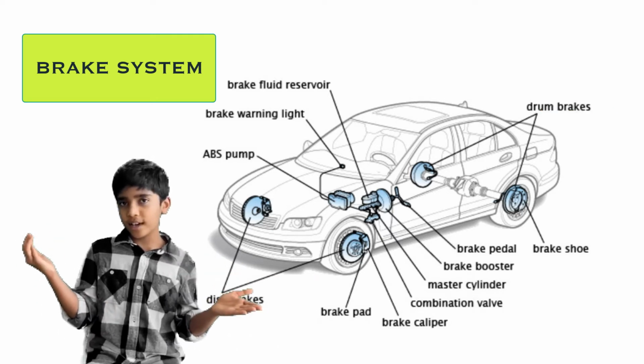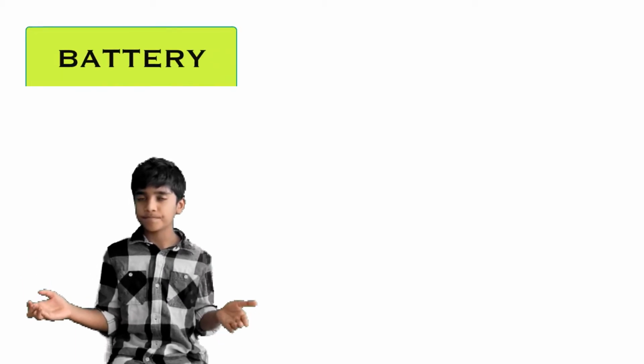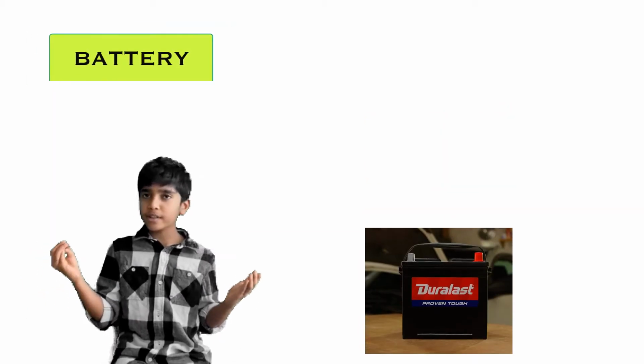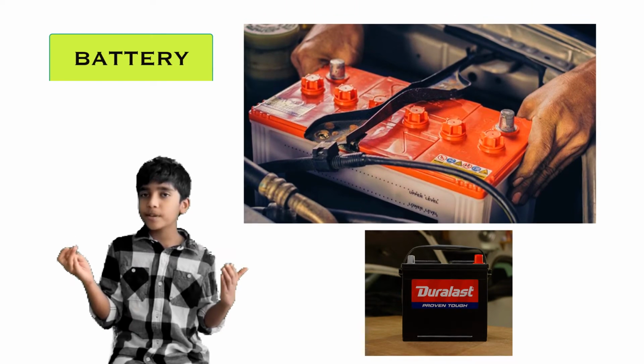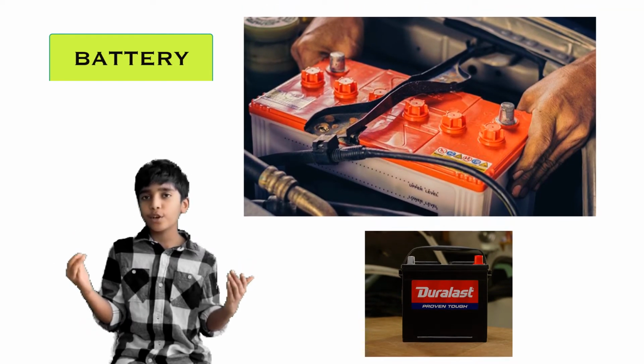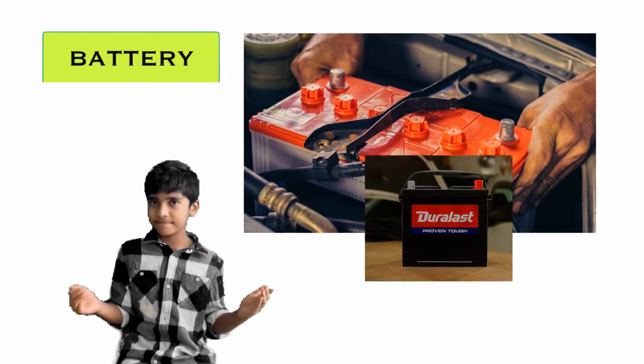Now let's move on to the next one, the battery. The battery stores energy in chemical form so it can be released as electricity to run your vehicle's electric components.